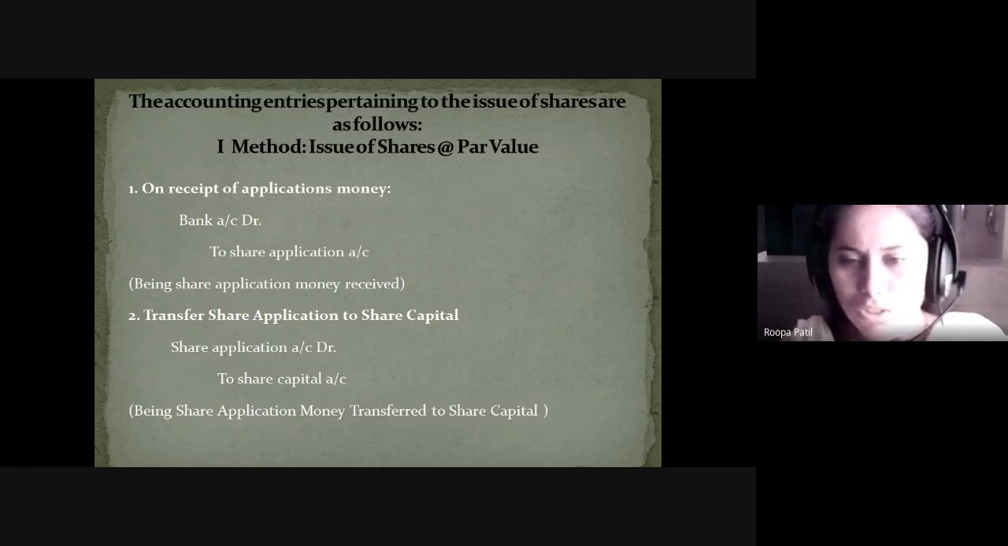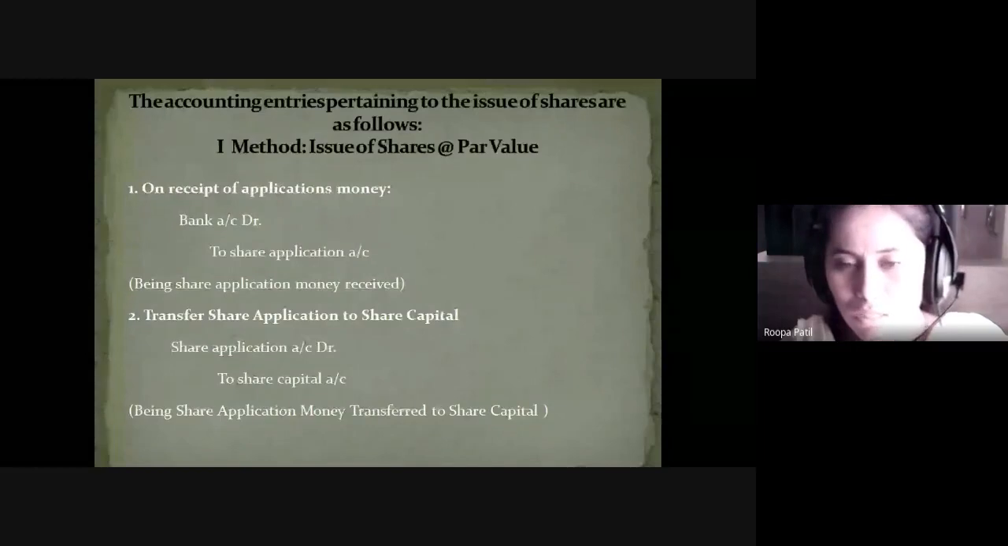Only the words are changed. Application, allotment, and the call. So the call depends on the first call, second call, and the final call. So it depends on the problem. Total there are 6 entries. For each concept, there are 2 entries.